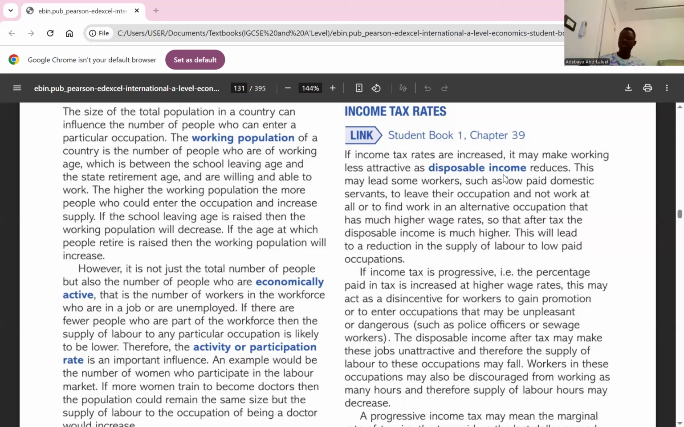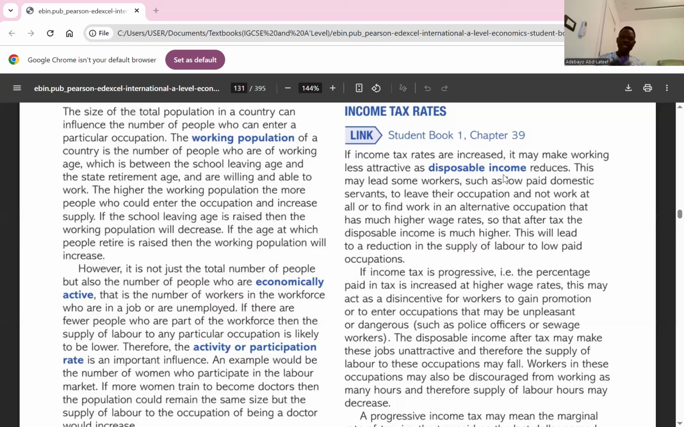Get the point here. Income tax. You're paying taxes on your earnings. So if the tax you pay on your earnings increases, it simply means that your disposable income will fall. What is disposable income? The amount of money you can either save or spend. So if the amount of money you can either save or spend reduces, that might give you a disincentive to want to work. So the supply of labor might reduce if income tax rates, especially on low-paid jobs, increase. So that will shift the supply curve for labor leftward.